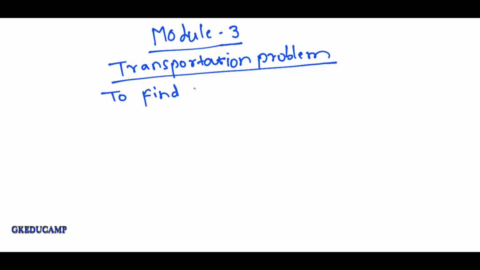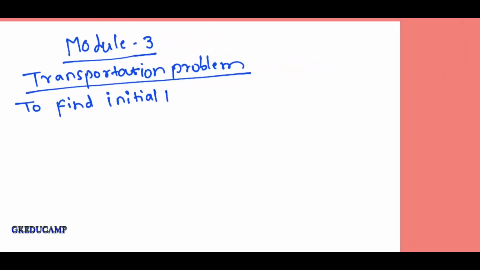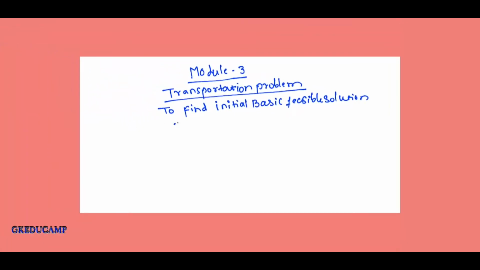Let us define initial basic feasible solution. To find out the initial basic feasible solution, we have four methods. First one is the stepping stone method, that is the northwest corner rule.